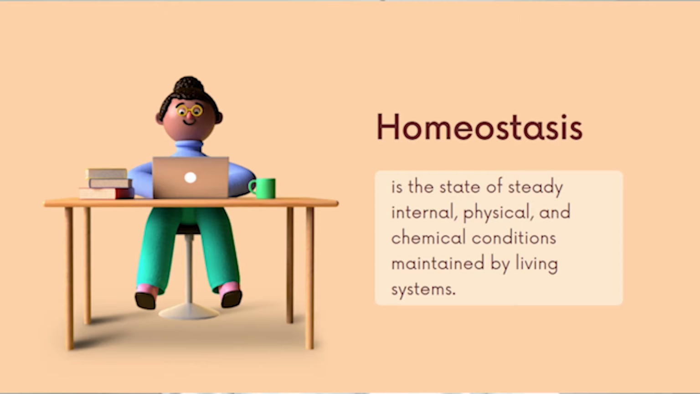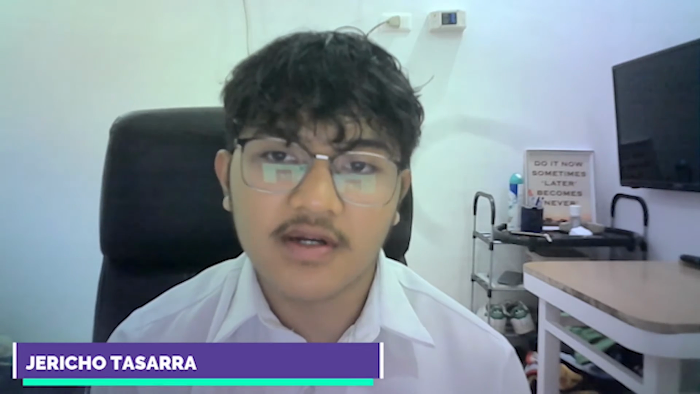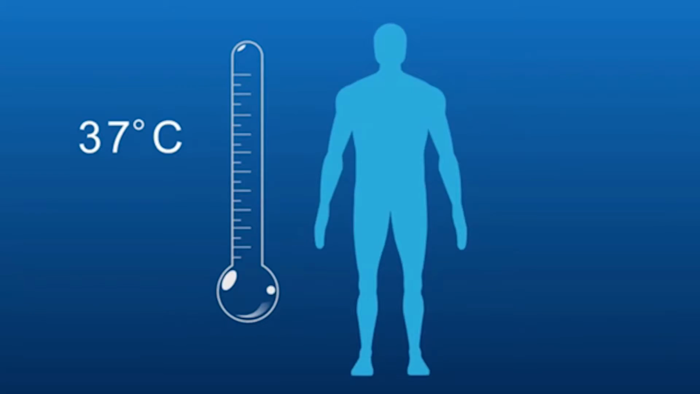What is homeostasis? In biology, homeostasis is a state of steady internal, physical, and chemical condition maintained by living systems. This is the condition of optimal functioning for the organism and includes many variables, such as body temperature and fluid balance, being kept within certain preset limits.